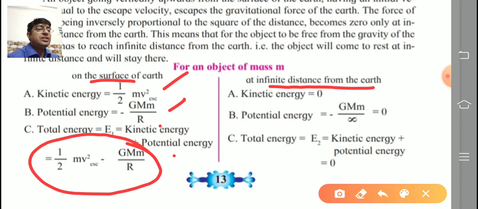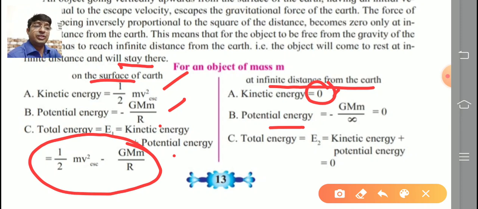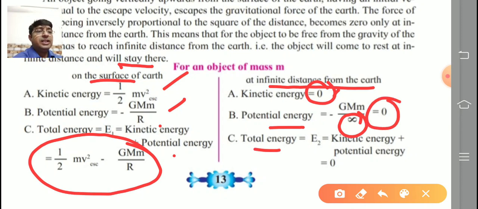At infinite distance from the earth, what is the kinetic energy? Because that object remains constant at that place, kinetic energy is 0. Potential energy, that is minus GMm upon r, where r is the distance from the center of the earth, up to infinite distance. Any value divided by infinite is 0, and therefore total energy, kinetic plus potential energy, we are getting the answer 0.